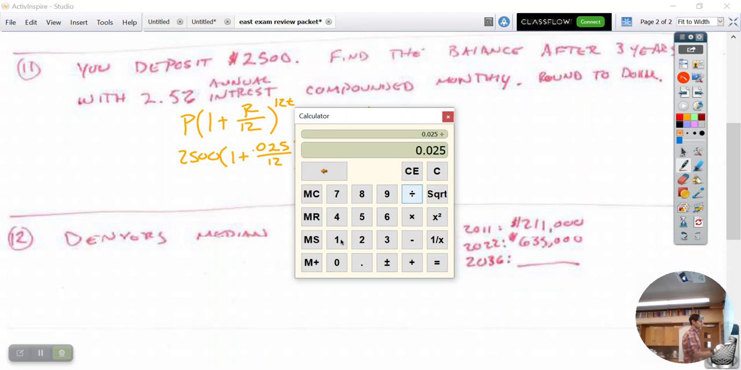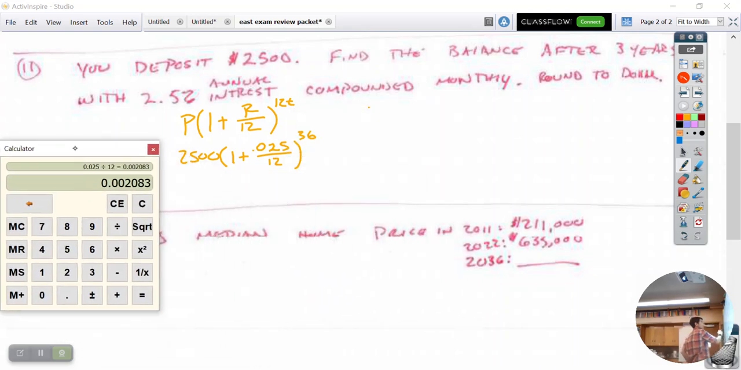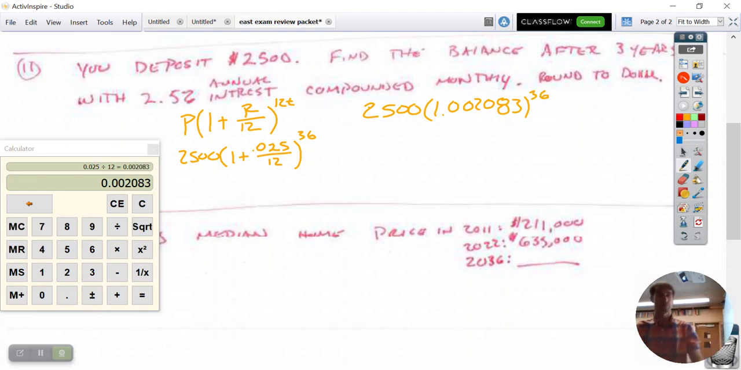0.025 divided by 12. So that means we have 2,500 times 1.00208. That's all to the 36 power. All right, so let me pull up my calculator here.